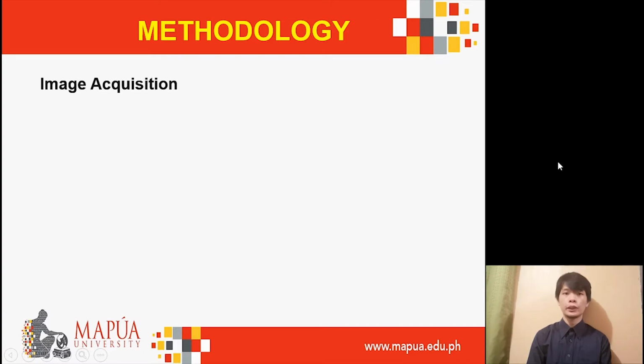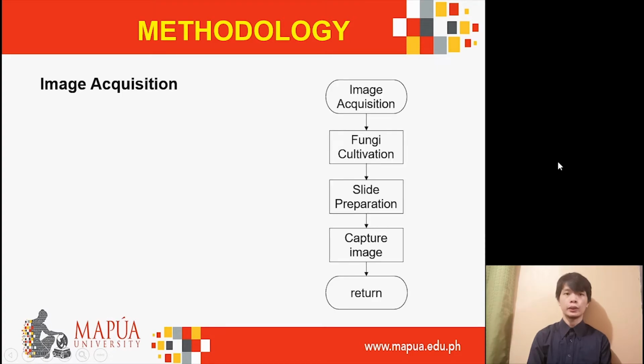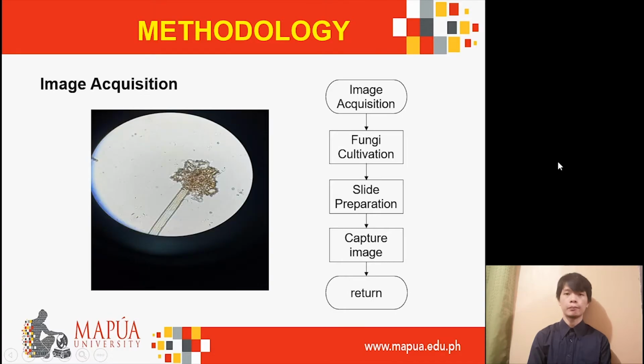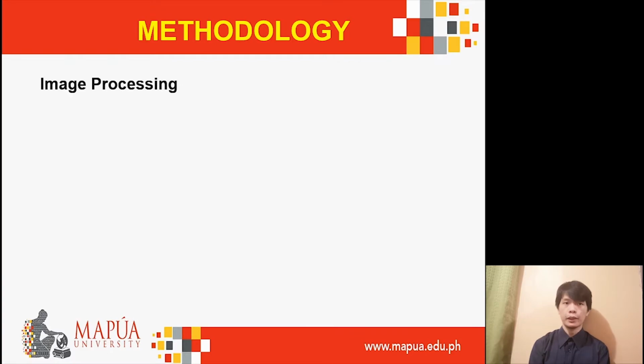So, image acquisition is the first process. This is the flowchart for image acquisition. Exequiel already discussed the process until slide preparation of the fungi. After that, the slide will be placed on the microscope to locate the fungi. After locating, a USB camera will be used to capture the image. Next is image processing. We have 3 methods.